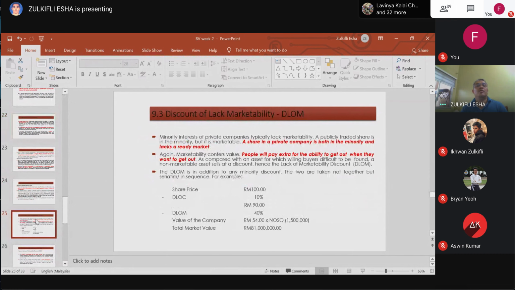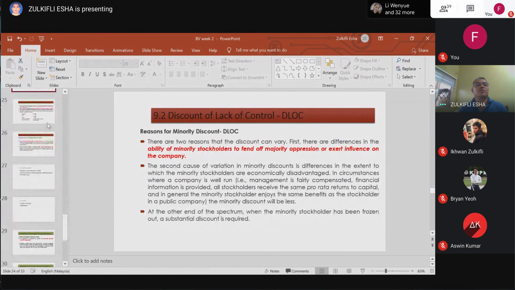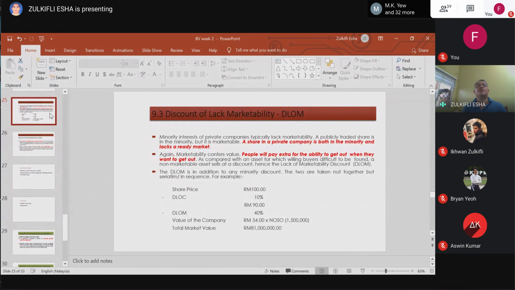So in most of the short courses on business valuation that I have attended, most of the instructors and speakers gave more attention and more time to explaining what DLOC means and how severe it is to the company's value. So, minority interest in a private company. As I mentioned, normally this is related to private companies.